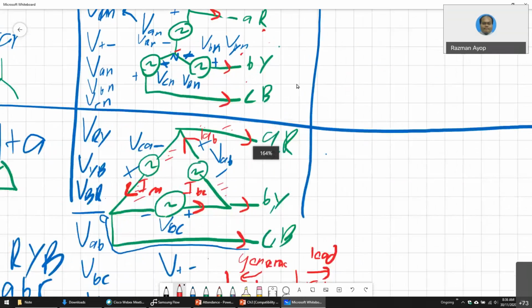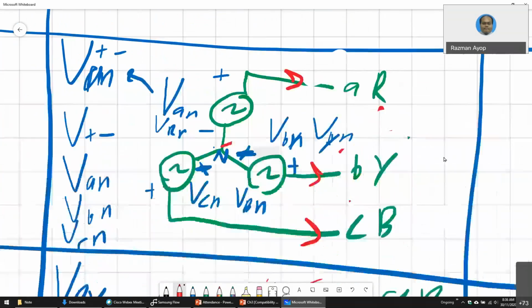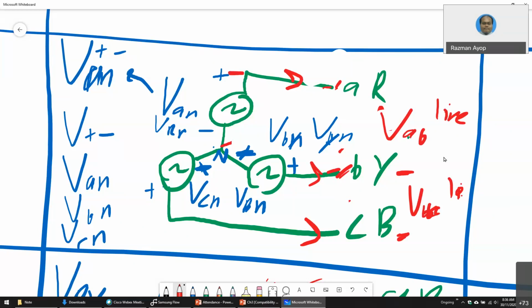And you need to know the difference. If you check here, here and here, you get VAB. This one is line voltage, because it is between line A and B. If you check here, this one is VBC. This is because of the line. You check at the line. And this one is phase. From this one to here is phase. VAN is just phase. I will show you later here.